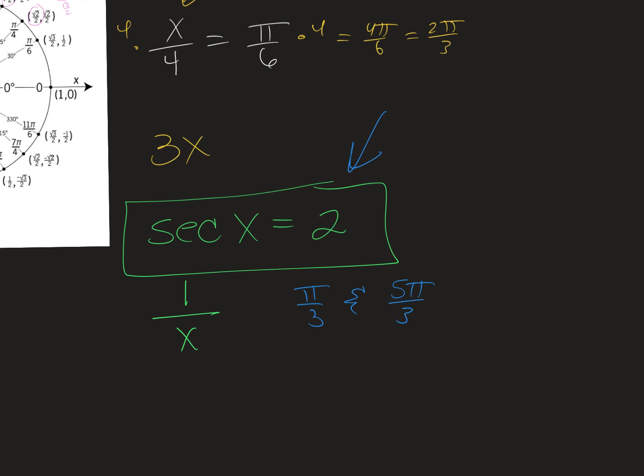So don't get confused. If it was cotangent, how do you find cotangent? What's cotangent? X over y. So you'd have to think about, don't try to do a lot of stuff in your head because it's really, really easy to make mistakes when you do that. Write down as much as you can to help yourself out. Does that make sense? All right.